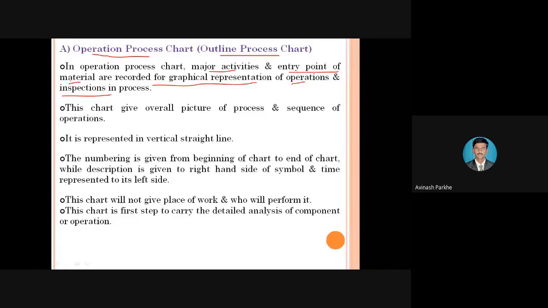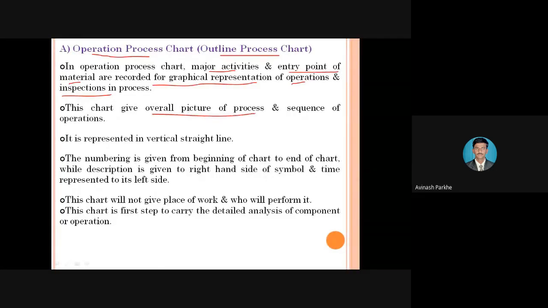Outline means which type of operations we are performing on that particular raw material, and after performing each operation, which type of inspections we are performing on that material. Only these 2 types of information are possible by using this operation process chart. In addition to that, it will give the overall picture of that particular process.